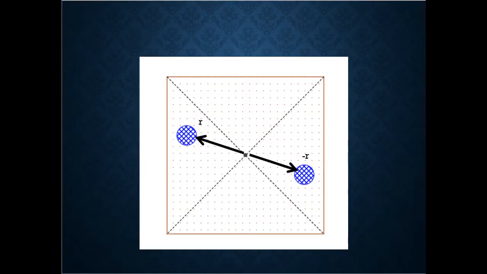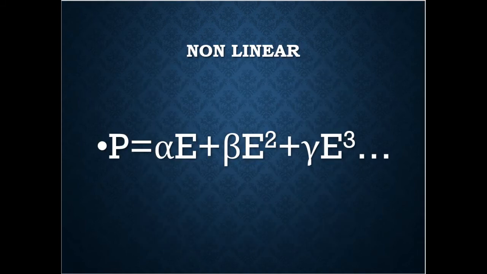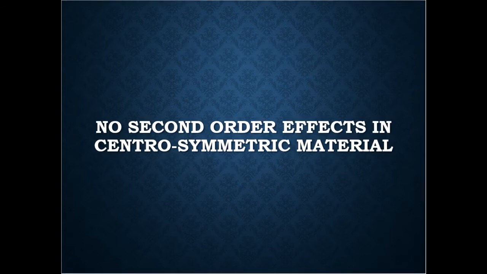Therefore, in a centrosymmetric system, if the incident oscillating field at position R goes as plus E to minus E, by definition at minus R it must be plus E to minus E. But in a second order system, the polarizability is given by E squared, which would not change sign. The implication is thus non-centrosymmetric systems are the only ones that show second order optical phenomenon.